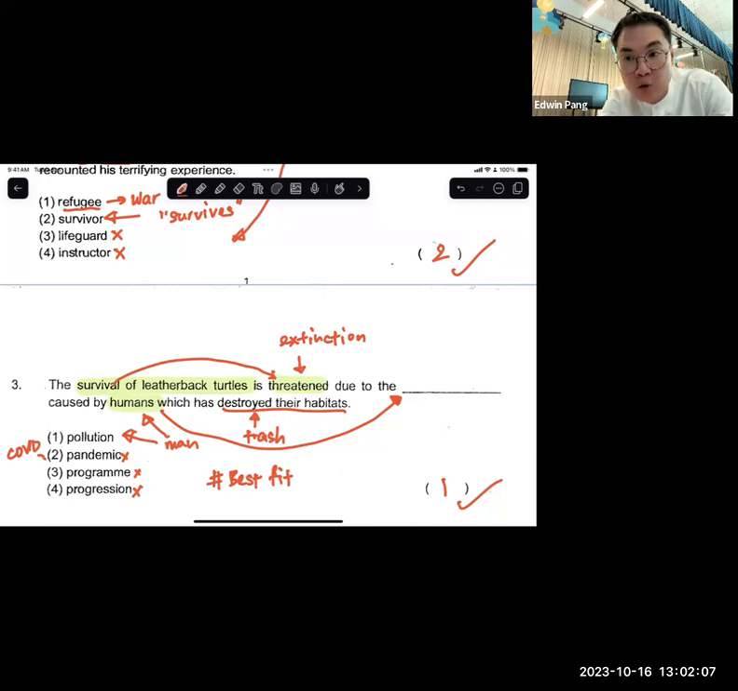Okay, so when you highlight the clues, you can either use the clues to eliminate or you can use the clues to find the best fit. Okay, everybody? So these two principles alone can help you to solve 95% of your questions in MCQ already. And it will help you to get as close to a perfect score as you can. But you must apply them, okay? So first, identify the keywords like I did, like survival, threaten, humans, and then apply the principles of elimination or best fit. Okay, everybody? So far, so good?